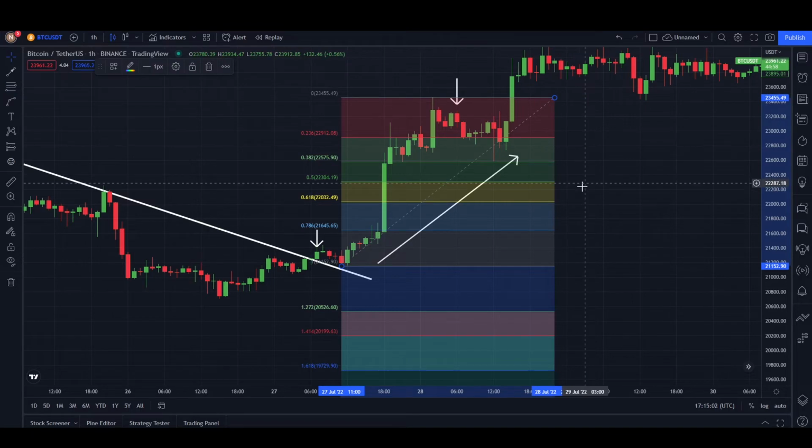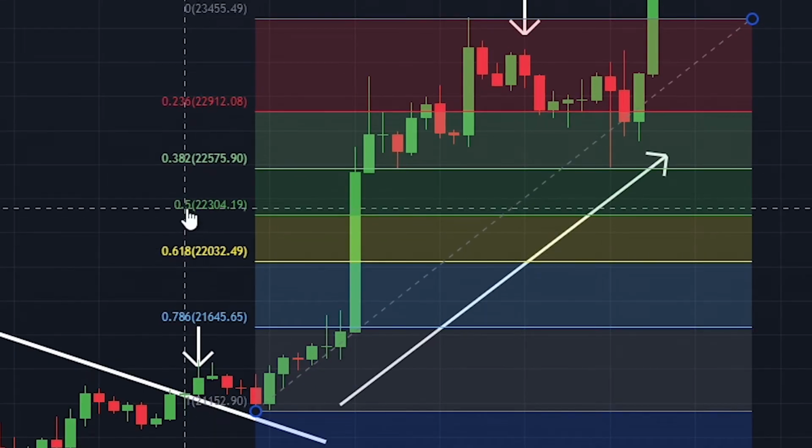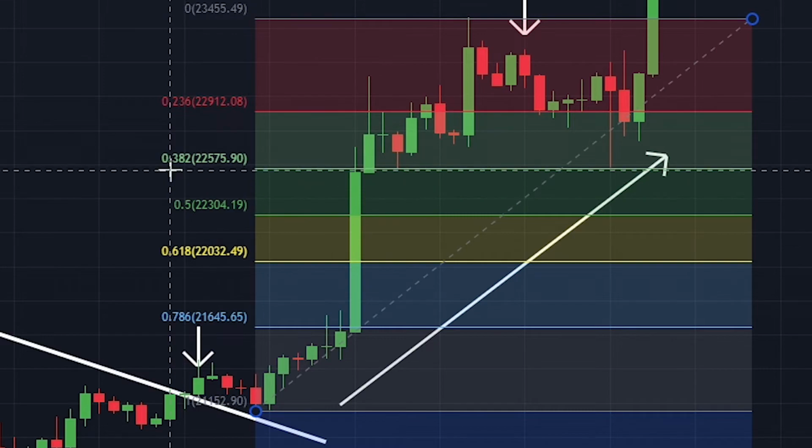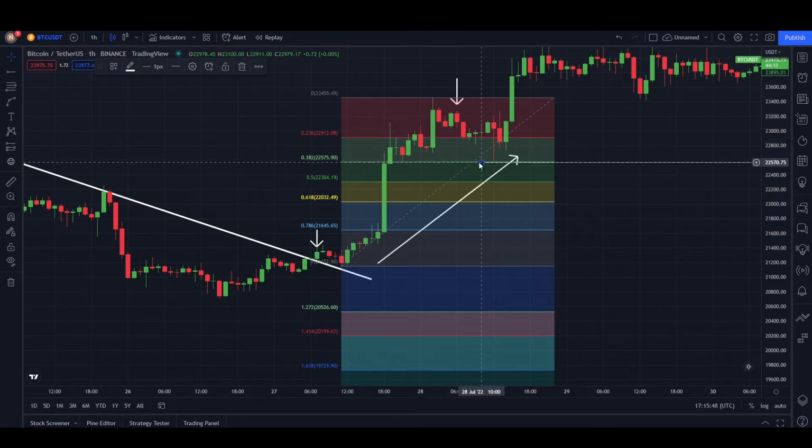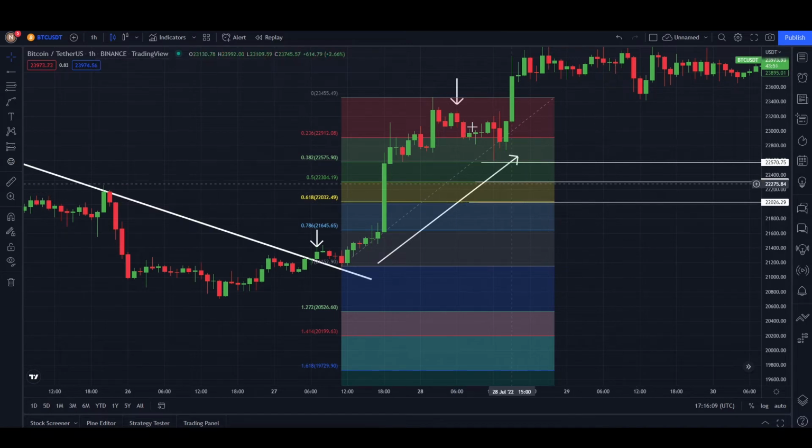Okay guys, pay attention to three levels: 0.61, 0.5 and level 0.38. These levels are very crucial in Fibonacci retracement. We would put buy orders on these levels. Okay, here we go. As you can see here, we just touched the 0.38 level of Fibonacci retracement. But anyways, it went up suddenly and now we are in profit.